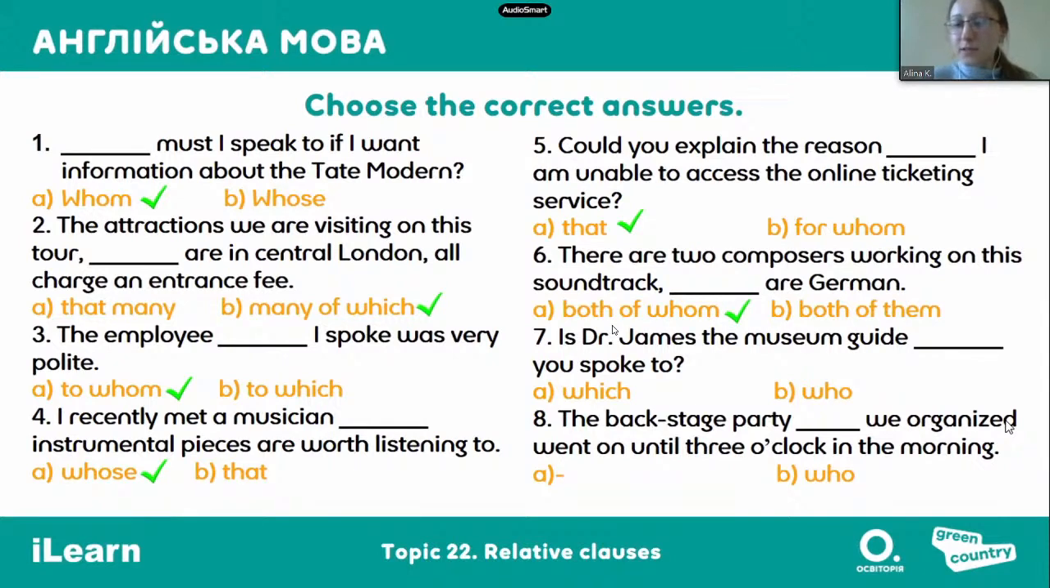Is Dr. James the museum guide, gap, you spoke to? We have a person, Dr. James, that's why only who. And the last one, the backstage party, gap, we organized went on until 3 o'clock in the morning. We're talking about the party, and we have either nothing or which. That is nothing. Yes, we can omit which in this example, or that. That we organized or which we organized went on until 3 o'clock in the morning.